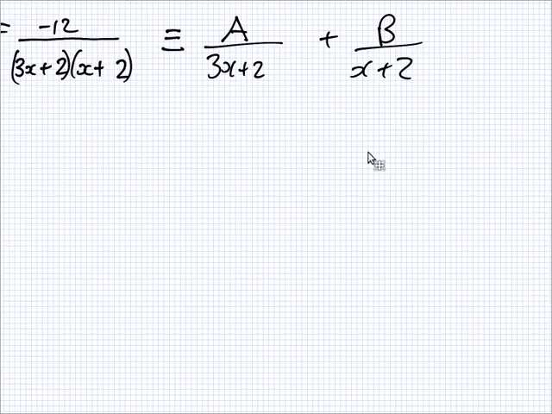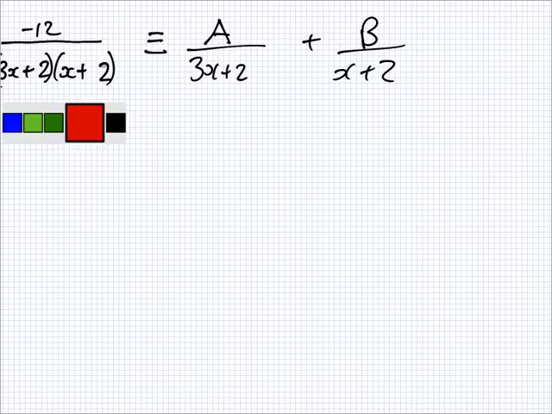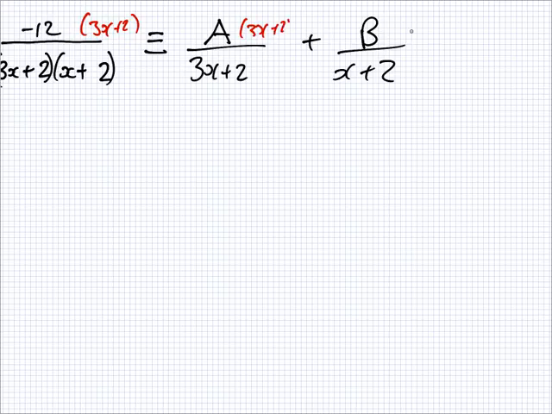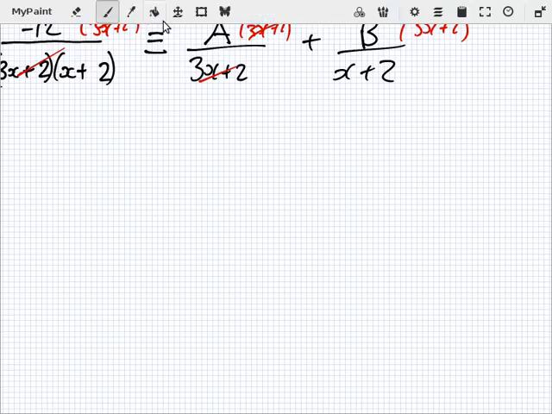Okay, so what we'll do next is we'll multiply everything by 3x plus 2. So that will cancel, and that will cancel. And you can probably guess what we should multiply by next. x plus 2.